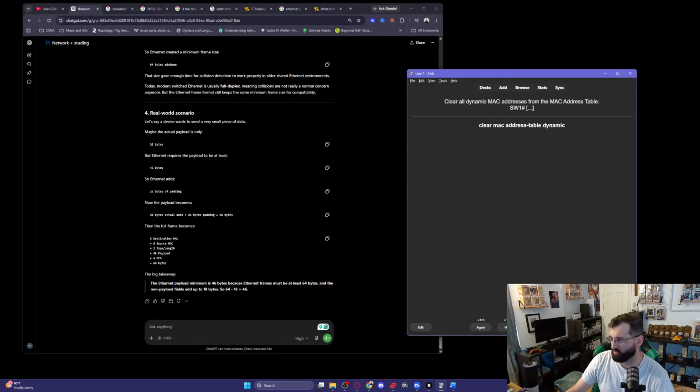Clear MAC address table, dynamic. What is the size of the Ethernet trailer? Isn't it 18? Yes. What is the Ethernet type code for ARP packets? Isn't it 0806? Yeah. Two left. View the MAC address table. Isn't it just show ARP table? Oh, show MAC address table. Okay.